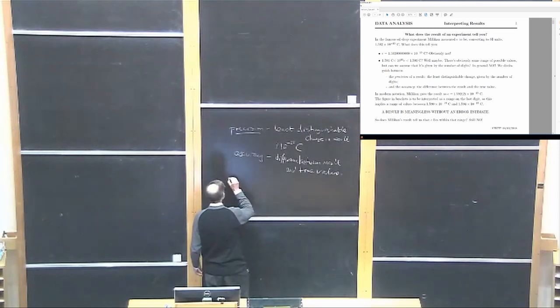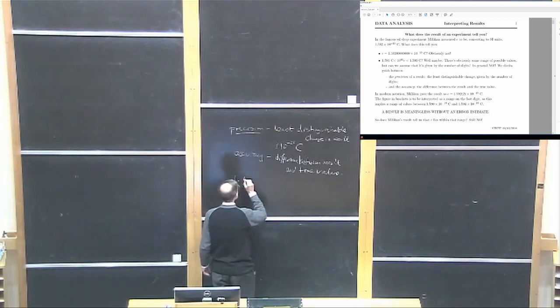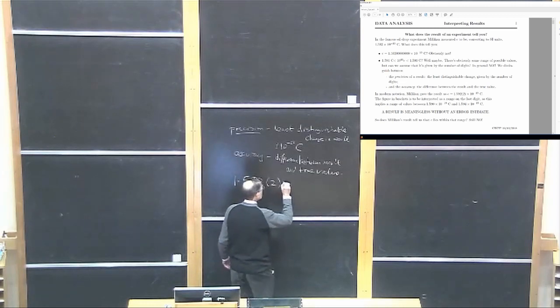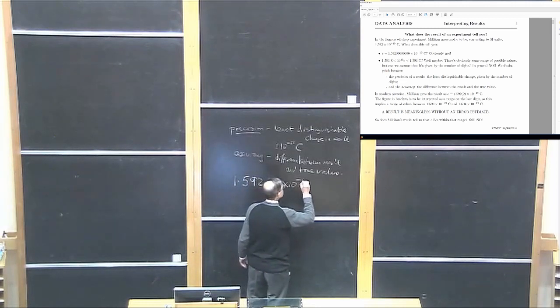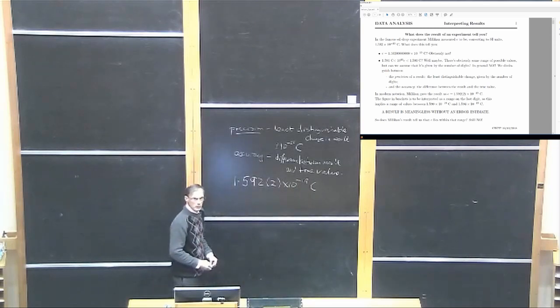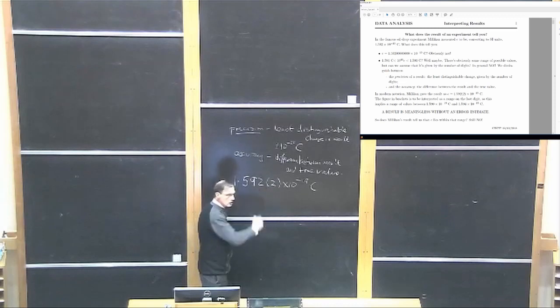This is a very convenient way of giving errors as part of the value. So the value that I'm quoting there is 1.592(2) times 10 to the minus 19 coulombs. So the number in brackets is to be interpreted as an error on the last quoted digit.